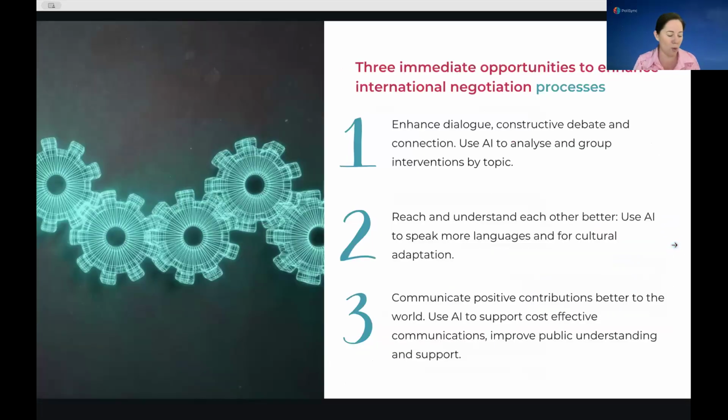I want to very quickly turn over to, and I know my time is up, but I'll just take 1 or 2 minutes more if I may, 3 immediate opportunities to enhance the actual processes of international negotiations. It can help us enhance dialogue, constructive debate, and connection by analyzing and grouping interventions by topic. It can help us reach and understand each other better, particularly by speaking more languages and cultural adaptation. And it can also help the organizers of negotiations communicate positive contributions to the world.